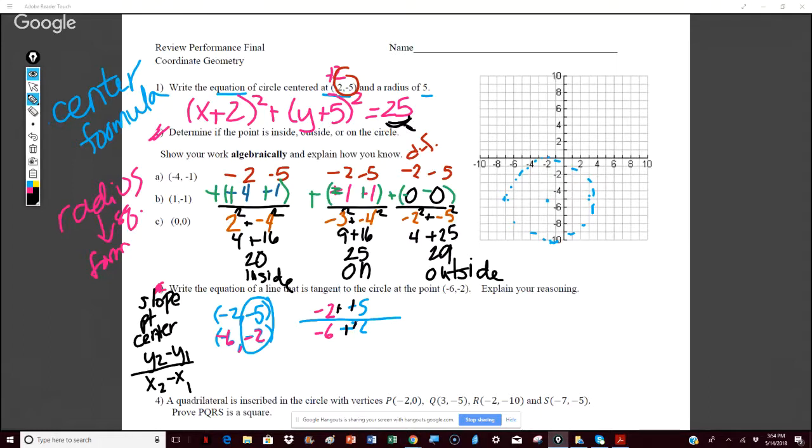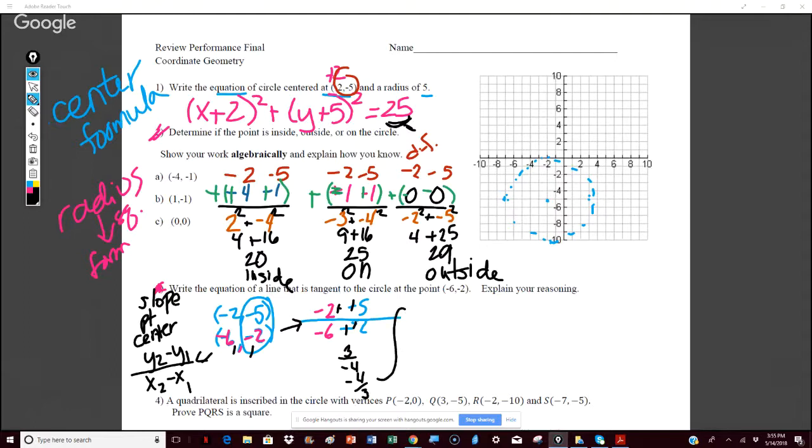So I've got -2 plus 5 is +3. -6 plus 2 is -4. But that's not proper math. So we have to flip that slope to be -4/3. So all I did is I plugged these numbers into this equation and got negative 4/3. That's my first slope.